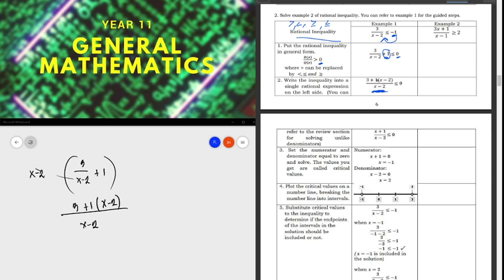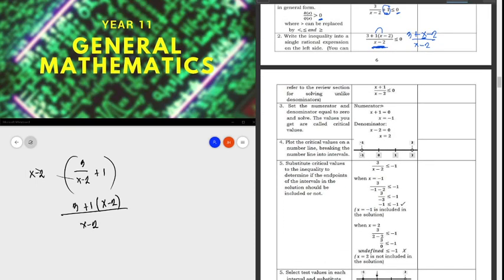We are going to distribute 1. So we have now 3 plus x minus 2 over x minus 2. That leaves x minus 1 here, because this one is the x, and then 3 minus 2 is 1. So we have now x plus 1 over x minus 2.